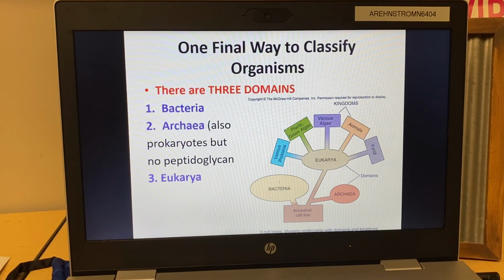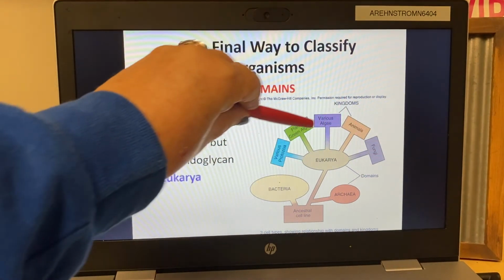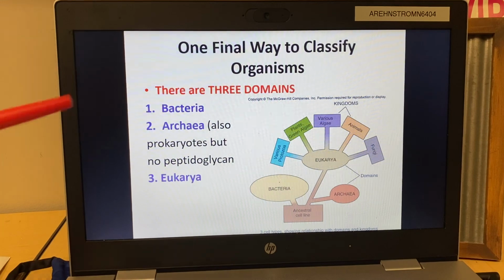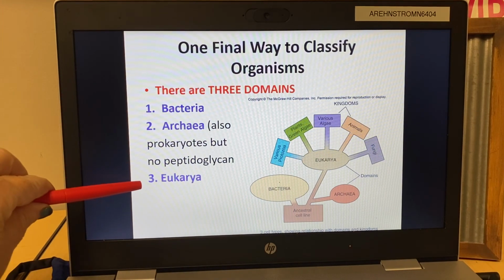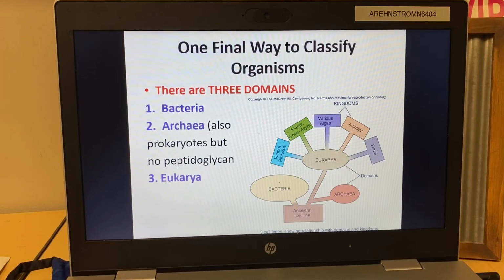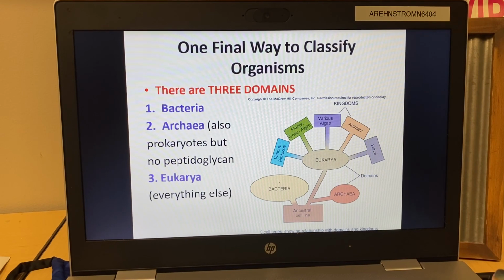Okay, so no more 5 kingdoms anymore. Actually, these were the 5 kingdoms. We don't have those anymore. It's 3 domains. Okay, so yay, I think we're done.